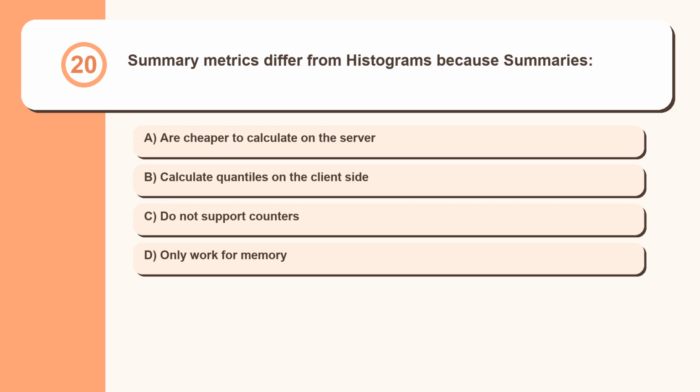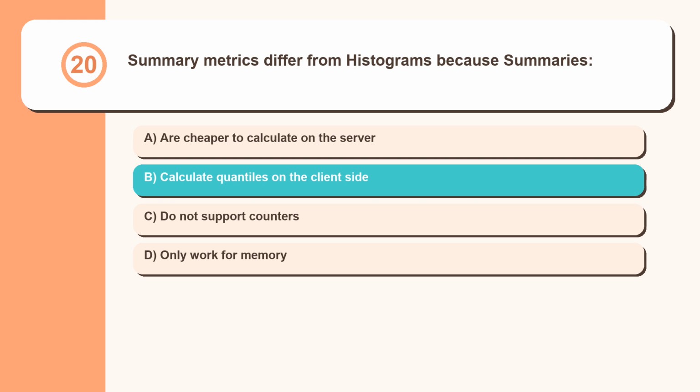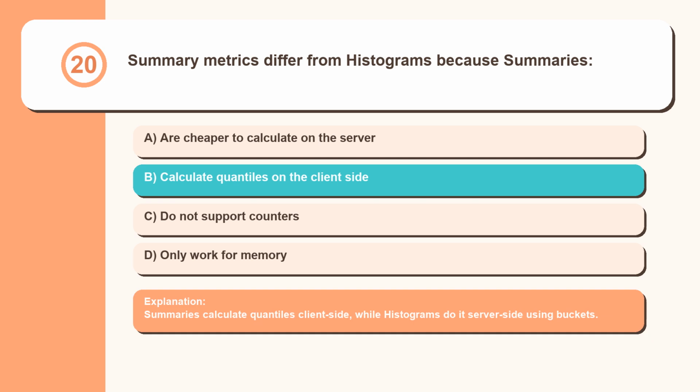Question 20. Summary metrics differ from histograms because summaries are cheaper to calculate on the server, calculate quantiles on the client side, do not support counters, only work for memory. Summaries calculate quantiles client side, while histograms do it server side using buckets.